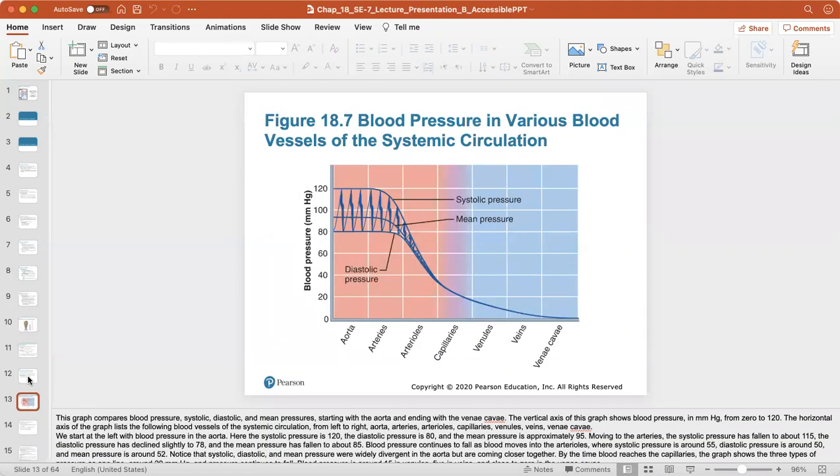So you can see here the blood pressure in various blood vessels of the systemic circulation. Blood pressure is greatest in your aorta, directly exiting the heart, and then it really drops down, where you don't have much blood pressure at all in the veins and vena cava that are taking blood back to the heart.